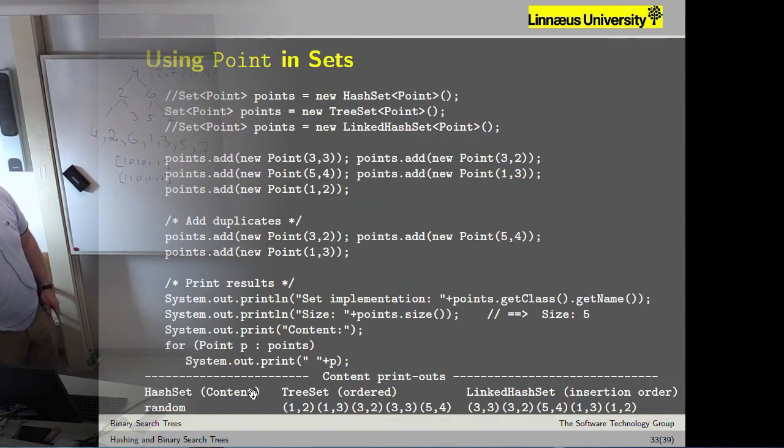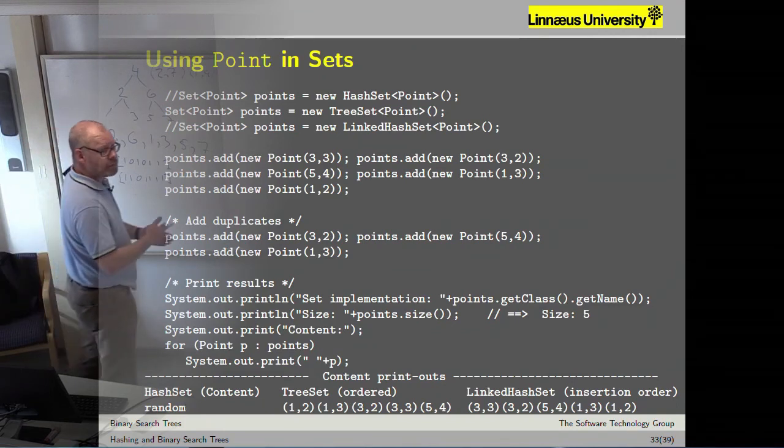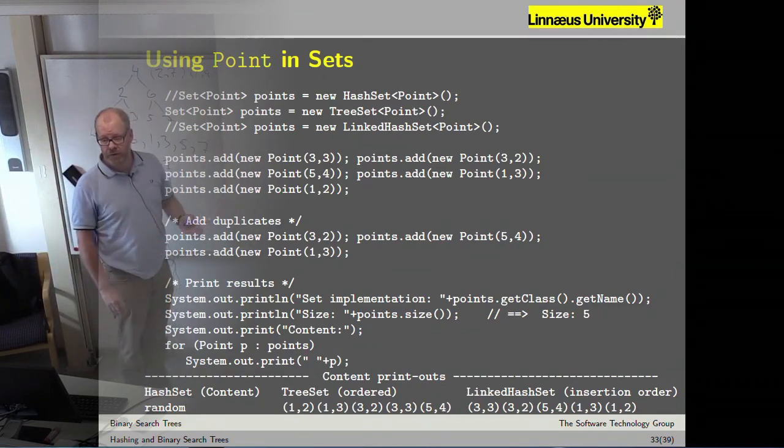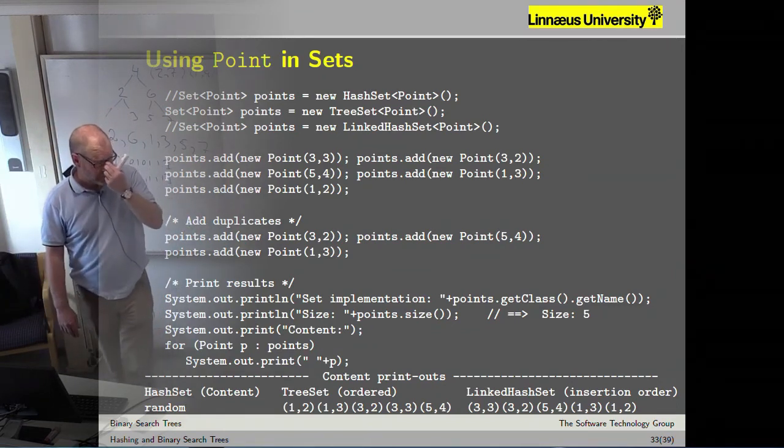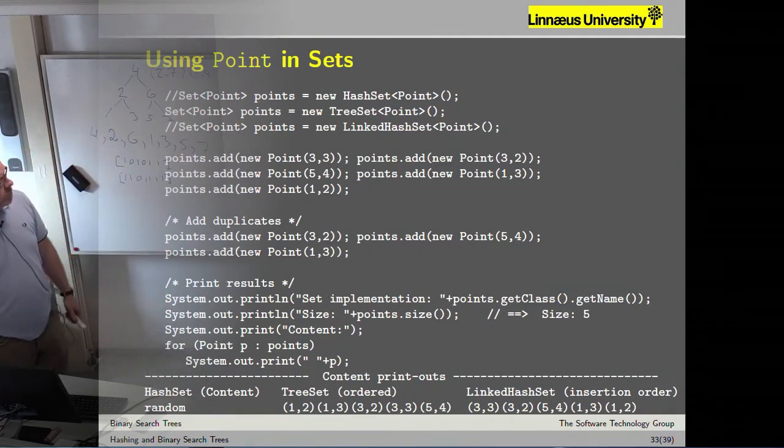Hash set here, try it at home, do something similar. You will see that it comes out random, and if you are running the program many times, it comes out in a different order. It's unpredictable how it behaves. Do you understand the difference between them? Do you understand that they are much faster than a list?